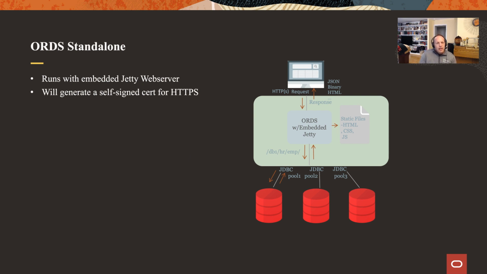So if you don't already have Tomcat or Apache running and you just want to run ORDS in your mid-tier and have it be on its own, we provide an embedded Jetty web server. We recommend that you set this up for HTTPS, and we will generate a self-signed certificate for you. However, I do recommend you go someplace like Let's Encrypt and get yourself a real certificate. The installer is going to be set up for a single database out of the box, but again, you can go back and add as many additional databases as you want.